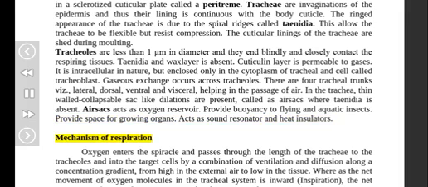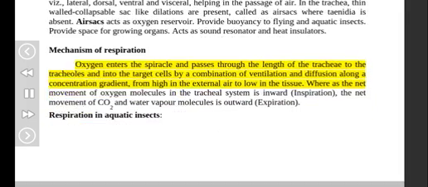Mechanism of respiration. Oxygen enters the spiracle and passes through the length of the tracheae to the tracheoles and into the target cells by a combination of ventilation and diffusion along a concentration gradient, from high in the external air to low in the tissue. Whereas the net movement of oxygen molecules in the tracheal system is inward, inspiration, the net movement of CO2 and water vapor molecules is outward, expiration.